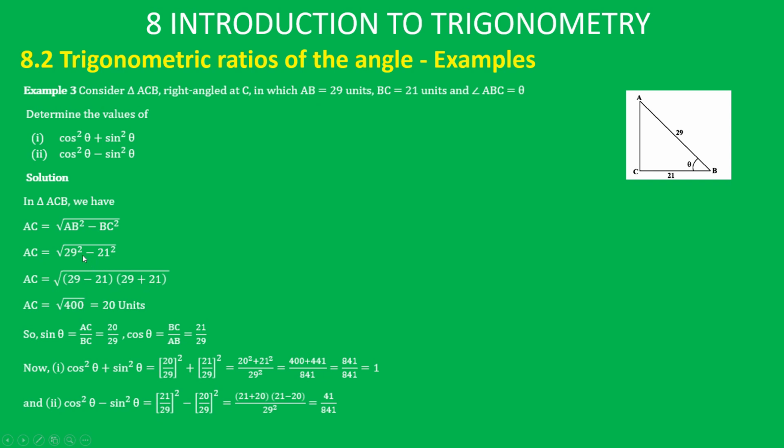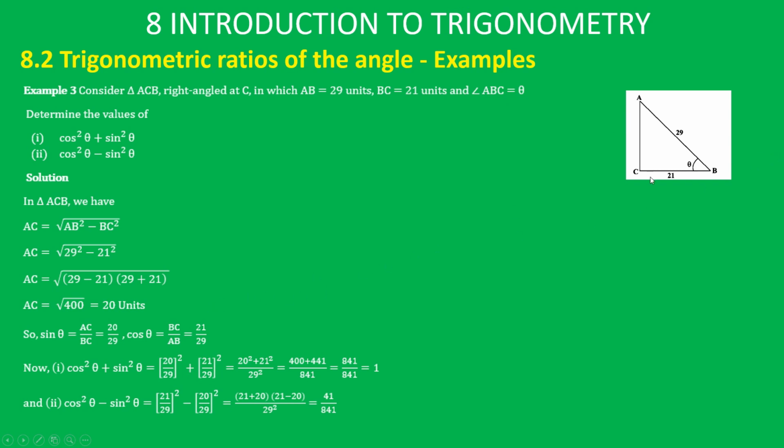It's nothing but A square minus B square, right? Now, AC is equal to square root of 400, which is equal to 20 units. Now, using Pythagoras theorem, we have derived that AC is equal to 20 units. Now, if you know all the sides, it is very easy to specify the trigonometric ratios of this angle B, which is denoted as theta in this particular problem.